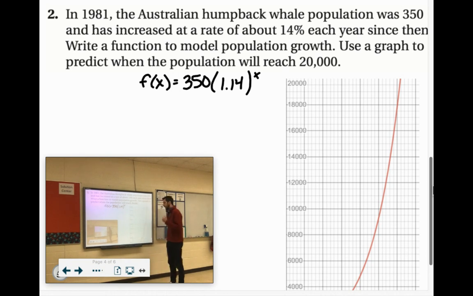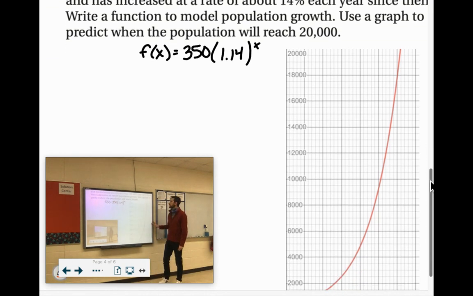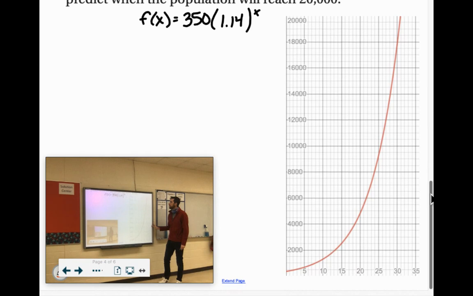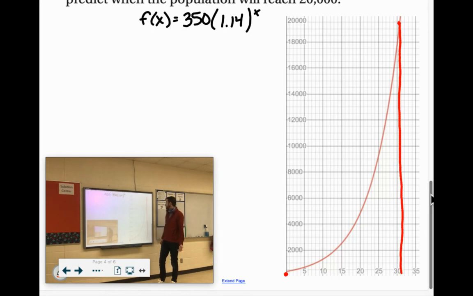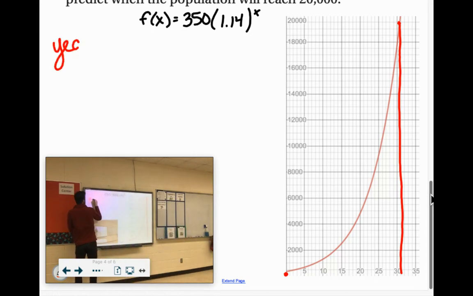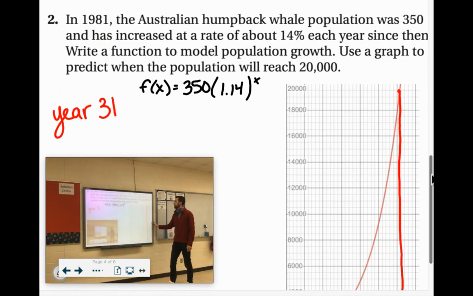When you chuck it in Desmos.com, the graph looks like this. Let's scooch it down a little more. We're looking for when it reaches 20,000 whales, which is way down here at 350 right now. But 20,000 is up here. Let's see, it hits that about year 31? Year 31. Let's see if they actually give us years. I don't remember what they said there.